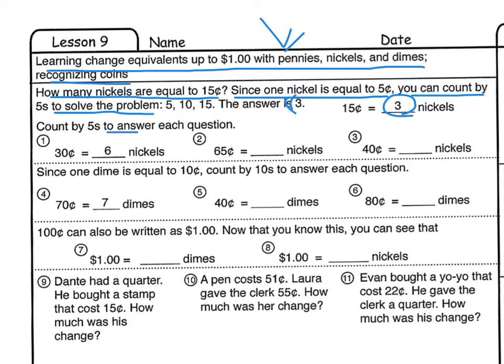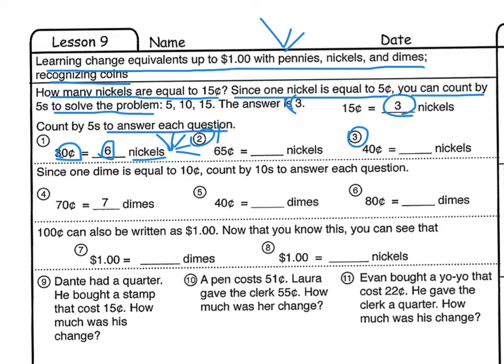Count by fives to answer each question. 30 cents is how many nickels? Can you use your fingers again? 5, 10, 15, 20, 25. That's a whole hand. 30. So that's 6 nickels. Why don't you pause the video and try numbers 2 and 3 on your own. Watch out for number 2.